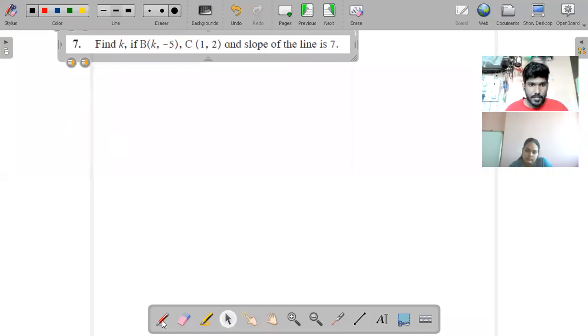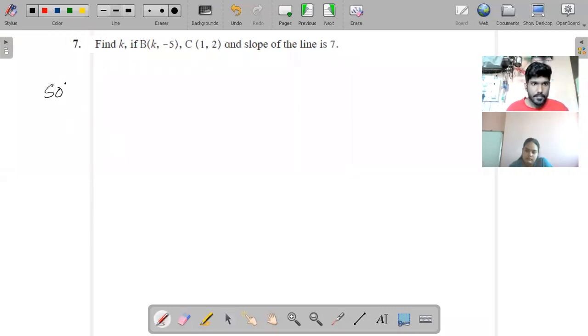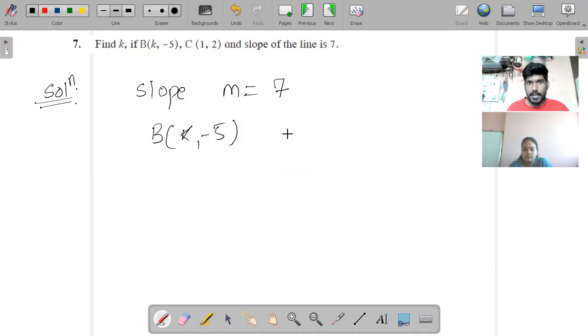Okay, so we'll start with the solution. The slope is given to you. That means the value of m is given to you, 7. B coordinates are k comma minus 5 and C coordinates are 1 comma 2. So we take this to be x1 comma y1 and this to be x2 comma y2.